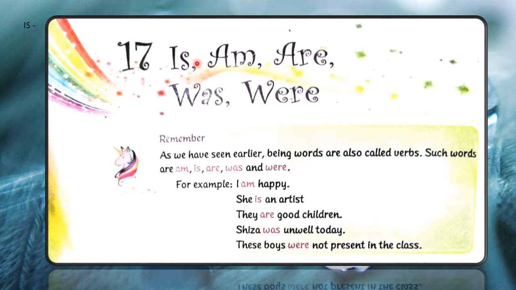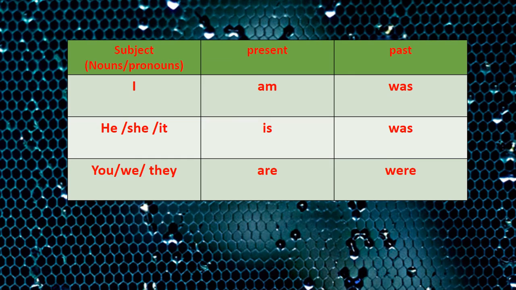Now let's see the uses of these verbs, when we are going to use them, in the next slide. So this is a chart where we see the uses of these verbs for the given noun or pronoun. In present means when we talk about something happening now. And past is about something which has already happened, which is already done.